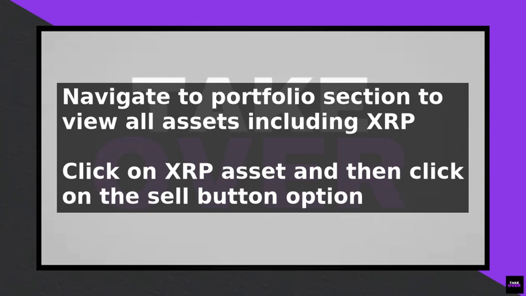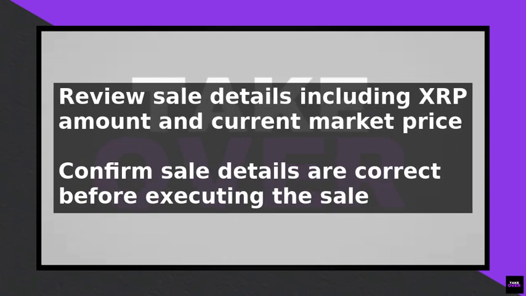You will be taken to a page where you can enter the amount of XRP you want to sell. You can choose to sell a specific amount or a percentage of your XRP holdings. Next, review the details of the sale, including the amount of XRP you are selling and the current market price. Make sure everything is correct before confirming the sale.